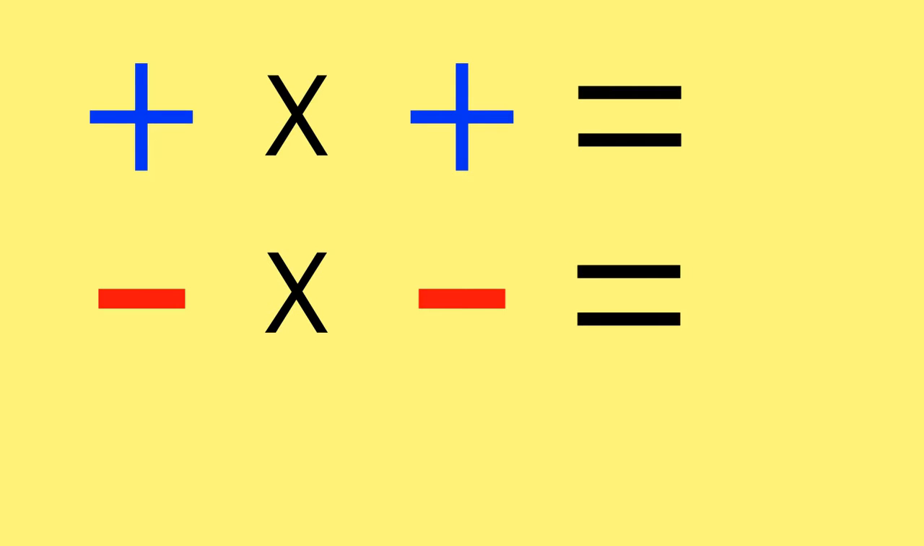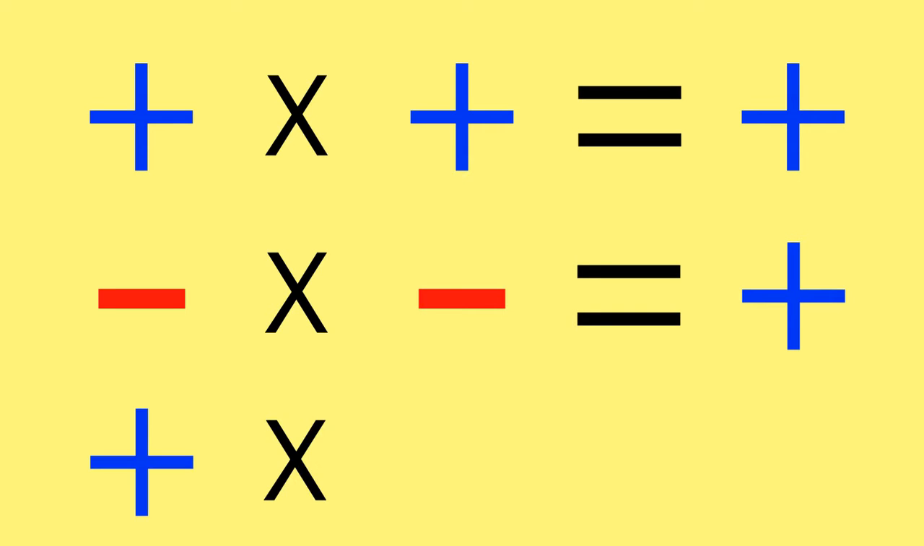So if you are multiplying two numbers and they are either both positive or both negative, your answer will always be positive. But if you are multiplying a positive number and a negative number, the answer will always be negative.